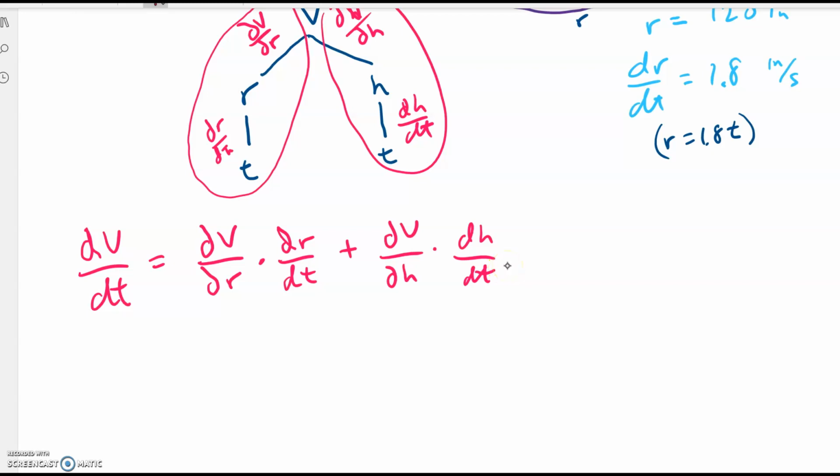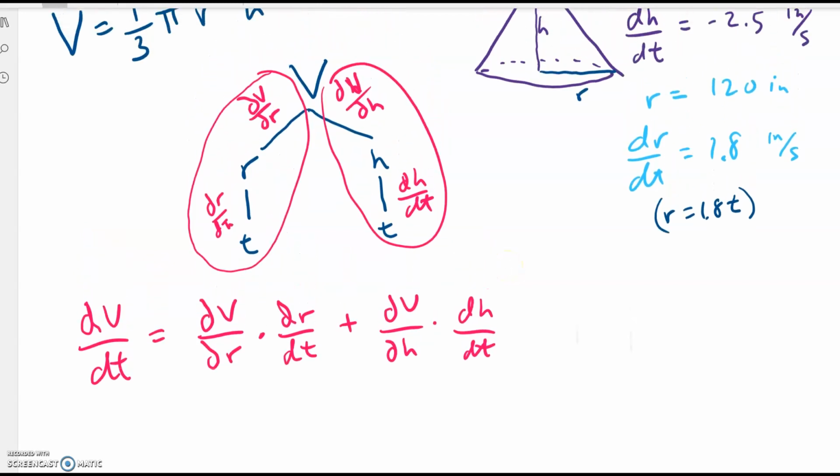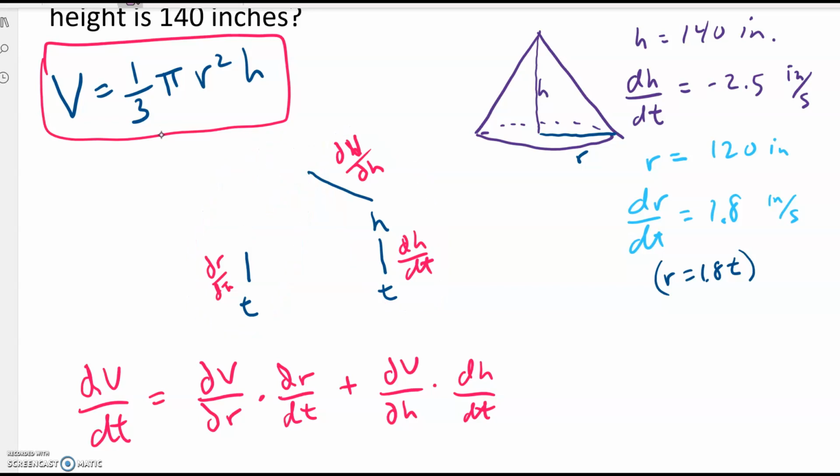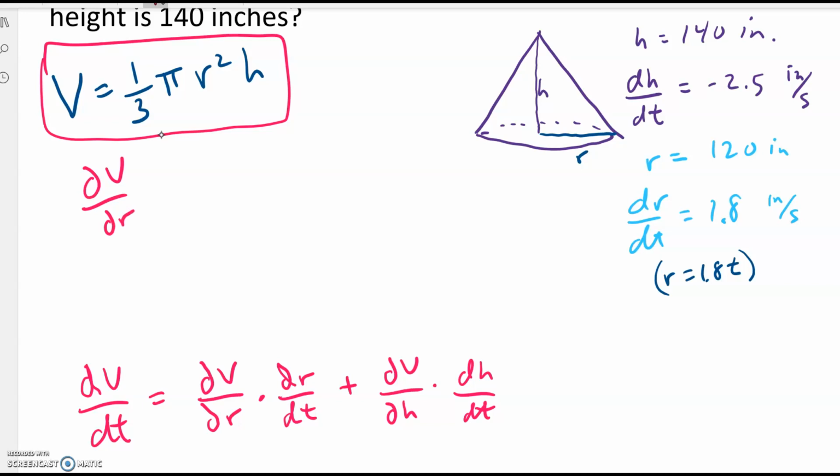And so dV/dr, all right, so now it's back to our formula right here, the formula for volume. So let's do the partial derivatives. Let me erase the tree diagram. I don't need the tree diagram anymore, but I do need some space to work out my partial derivatives here. So I've got dV/dr. So r is the variable, h is the constant.